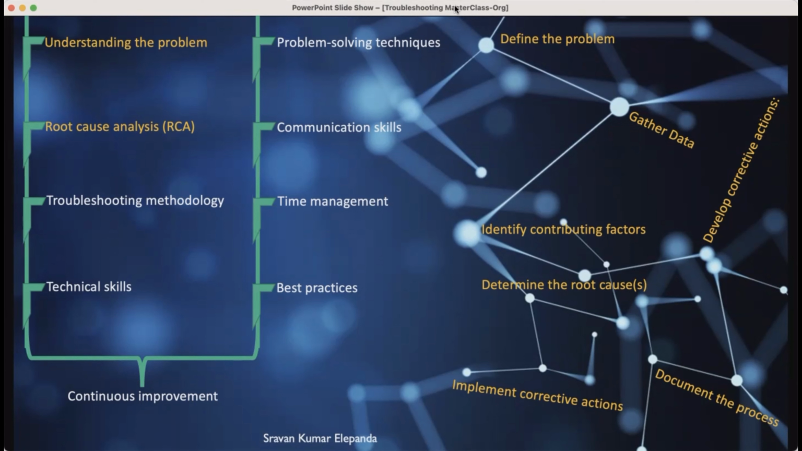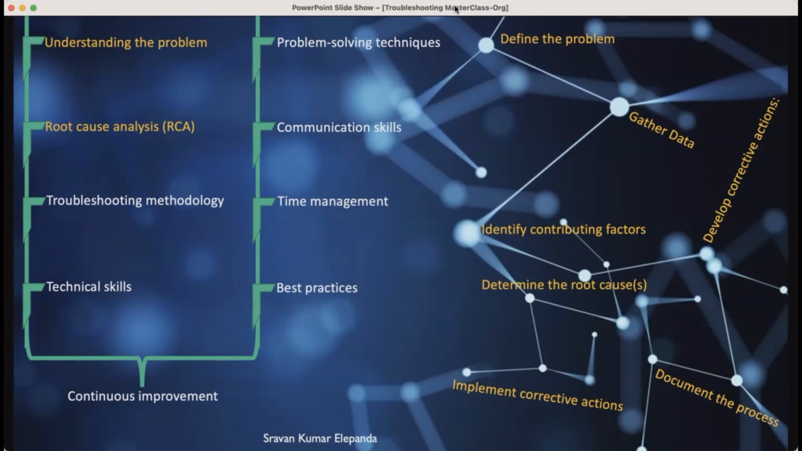So what is an RCA? It is a problem-solving methodology or technique to identify the underlying causes of a problem or an incident. If a problem or incident happens, why it has happened and how it has happened, RCA is going to help you by using its methodology. In this you also have very important steps like define the problem and gather data, because that is already part of understanding the problem, but it carries forward in RCA.